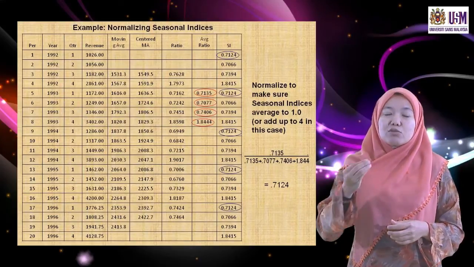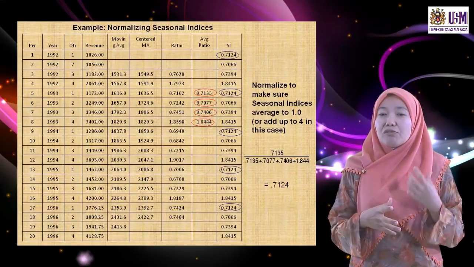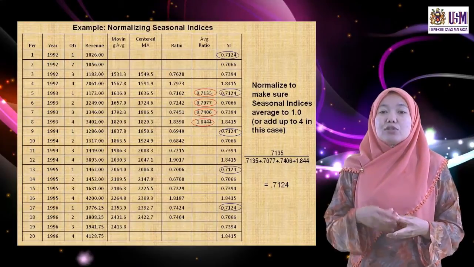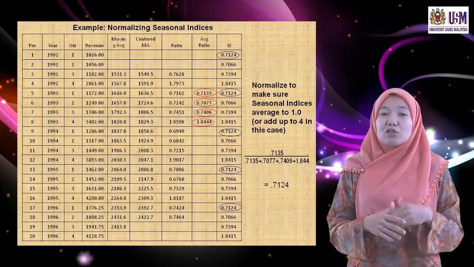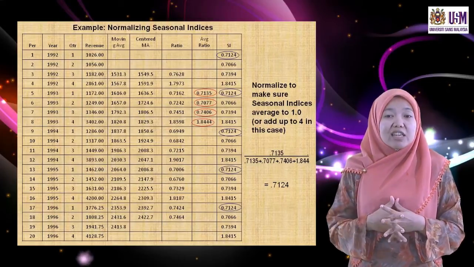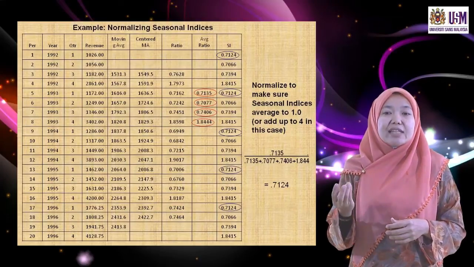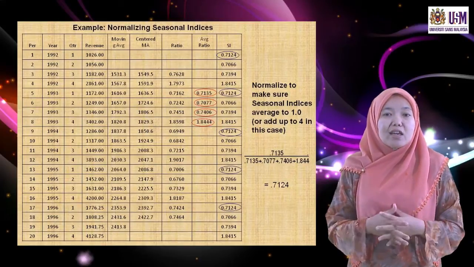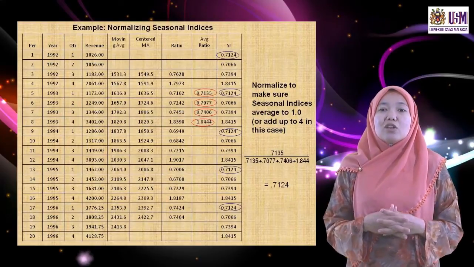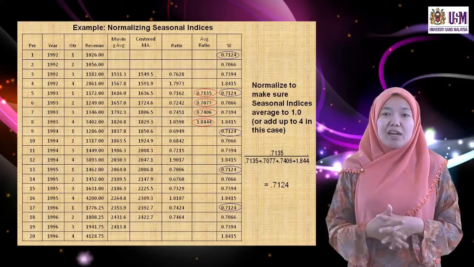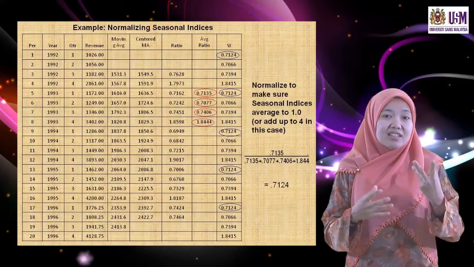You do the same thing for the second quarter seasonal index. Instead of 0.7135, now you replace that with 0.7077, divide by the addition of all four quarter seasonal indices. So you get a new value, which is 0.7066. For the third quarter, you take the 0.7406, divide by the addition of all four quarter seasonal indices, so you should get 0.7394. And the fourth quarter, similarly, you take 1.8444, you divide by the addition of all four quarter seasonal indices, so what you get is 1.8415.